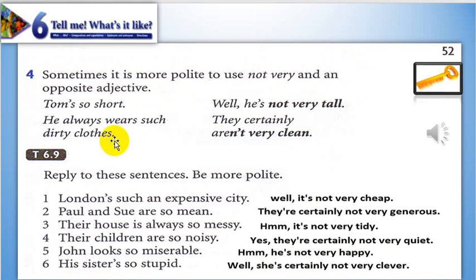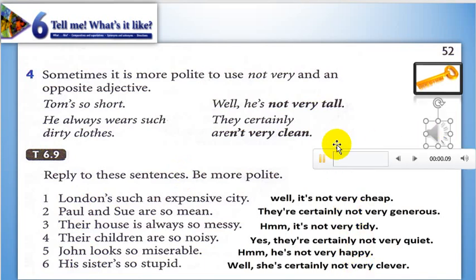Now, on page 52, there is the tape script 6.9. Reply to these sentences. Be more polite. So you should use not very with opposite adjective. Okay? Here are the sentences. Here is the solution. I wrote it down for you. Okay. Now, let's listen to it. Tape script 6.9. 1. London's such an expensive city. Well, it's not very cheap. 2. Paul and Sue are so mean. They're certainly not very generous. 3. Their house is always so messy. It's not very tidy.